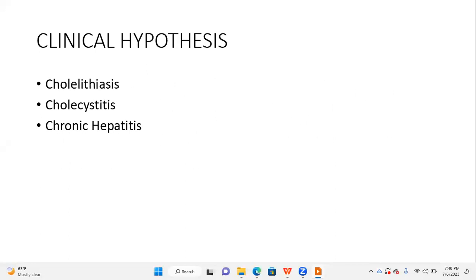So when I looked at the clinical history, because as a sonographer you're supposed to go through the patient's file, when I read through the clinical history, my clinical hypothesis was cholelithiasis, especially since the pain was radiating in the right upper quadrant of the abdomen, cholecystitis, and chronic hepatitis.